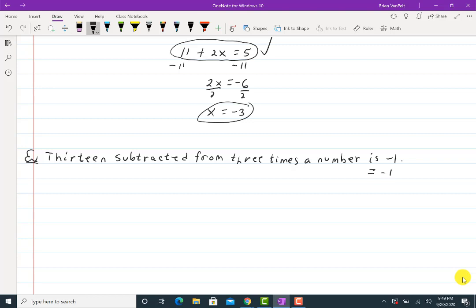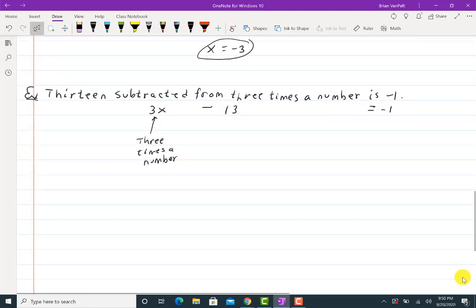13 subtracted from 3 times a number. Well, 3 times a number, there's 3x. There's 3 times a number. Subtracted from should give it away. We have a minus, then 13. So 3x minus 13 is equal to negative 1.